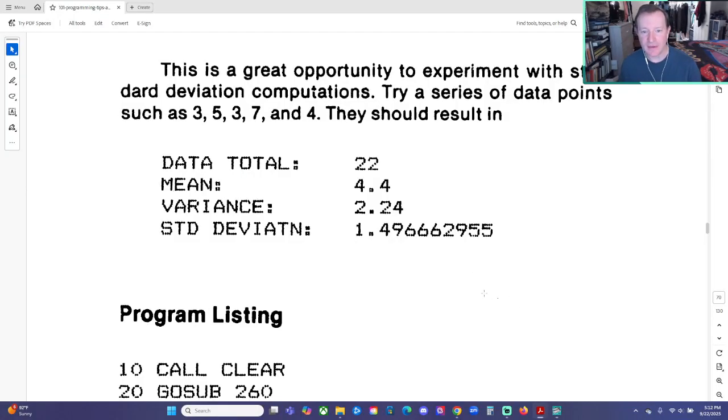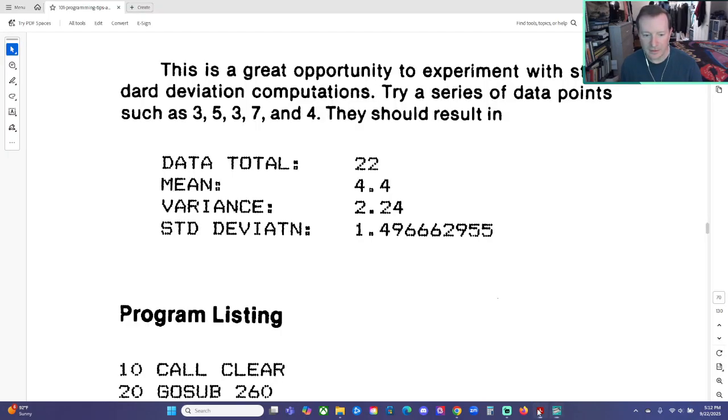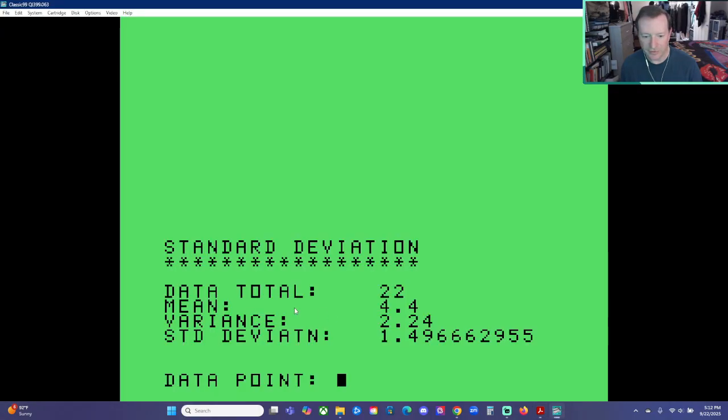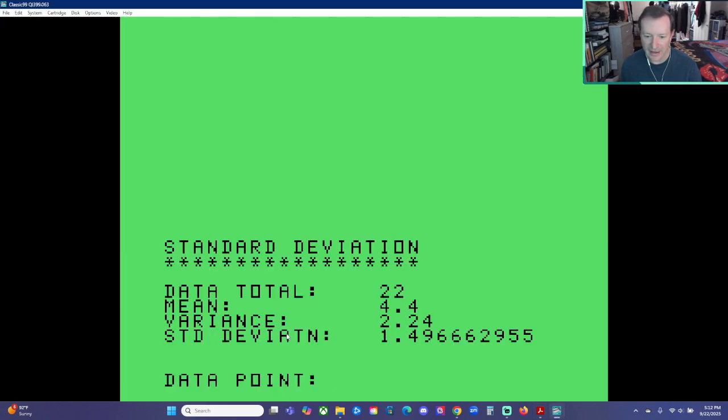Okay, so let's see what we did here. Yep, data total, 22. Mean, 4.4. Variance, 2.24. And standard deviation, 1.496662955. And now I see why we abbreviated standard deviation, so we had room to split the screen into 2 columns here, knowing that the number for standard deviation is likely to be a long decimal number.